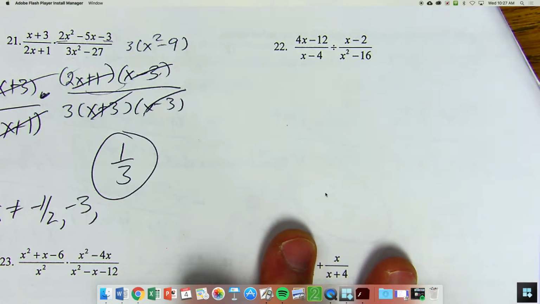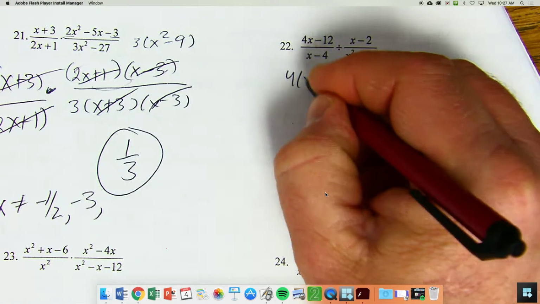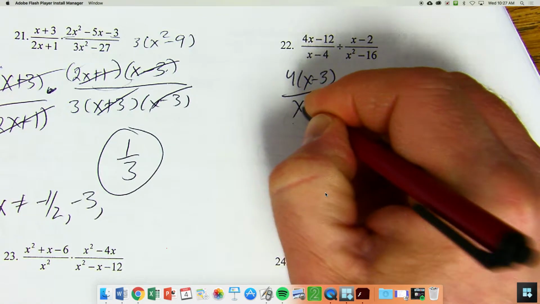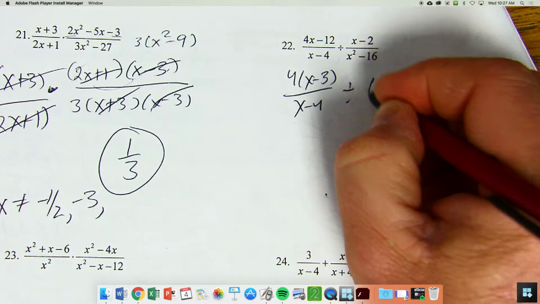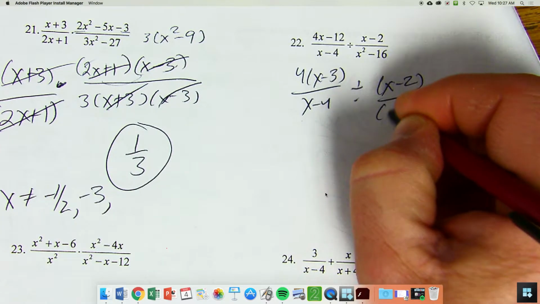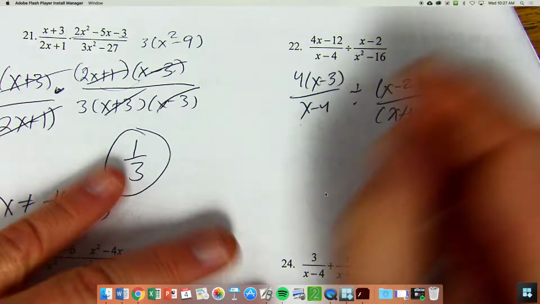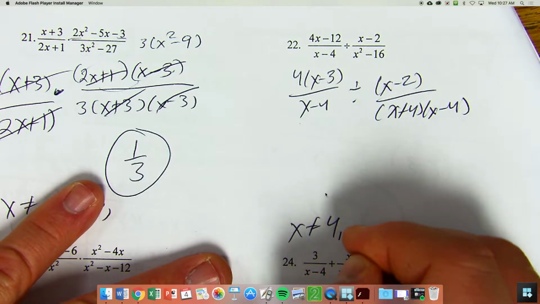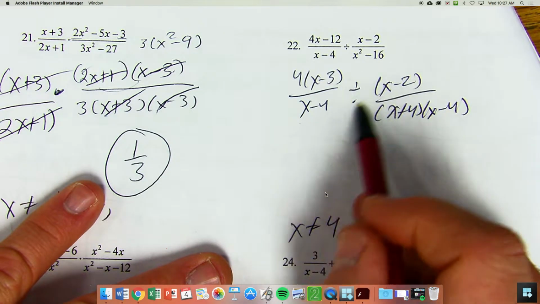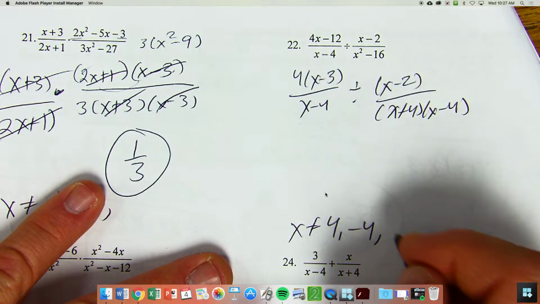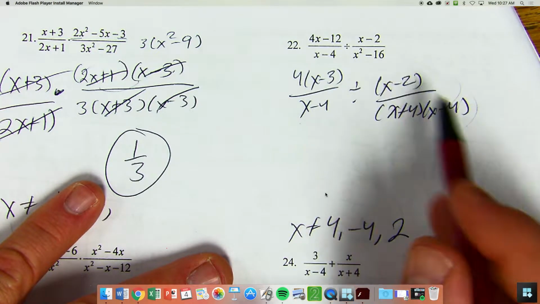24. Factor everything. 4 times x minus 3 over x minus 4. Keep it as a divide just for a second. X plus 4, x minus 4. State your excluded values. X cannot be 4, negative 4. Because of this divide here, x cannot also be 2 because you can't divide by 0.